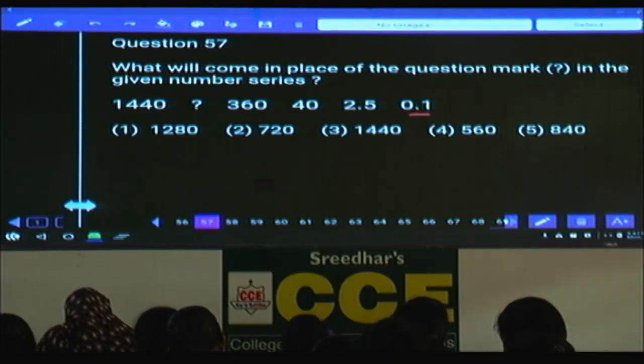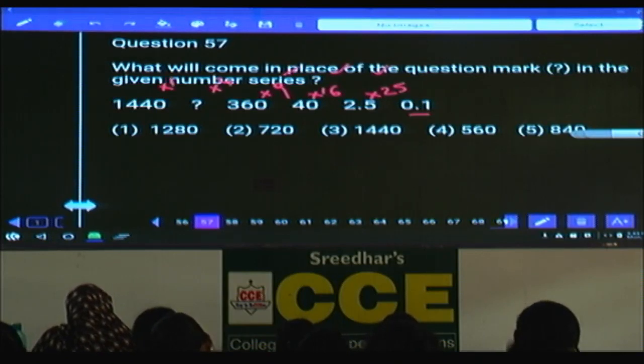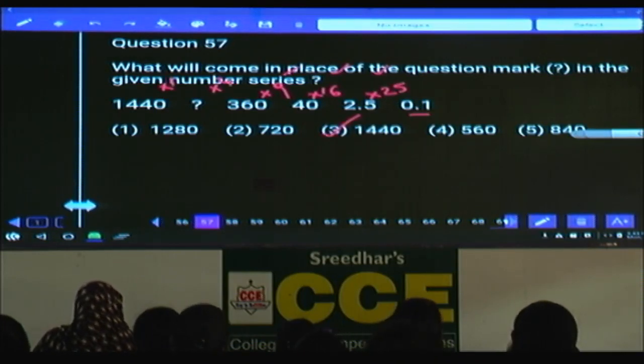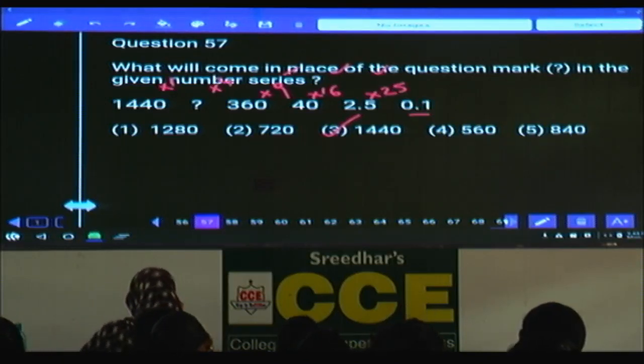Now in this one, 1 and 2.5. Tell me, 1 and 2, it is multiplied with how much? Into 25. And 2.5 and 40, now it is multiplied with how much? Into 16. 25, 16 can be written as 5 square, 4 square. Now this is 40 into 9, 360. 5 square, 4 square, 3 square. Now here 4 square, this is 1 square. 1 square is easier, hence 1440. Done? 1440 is the answer, choice 3.